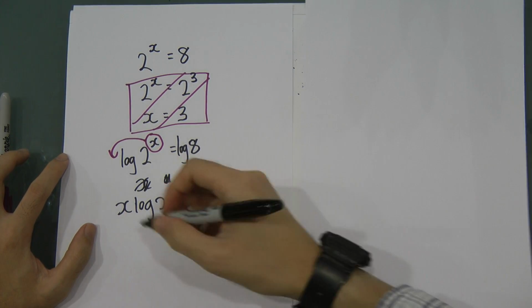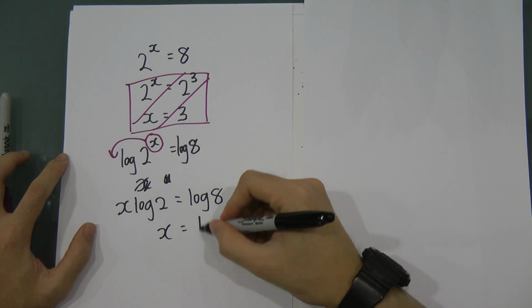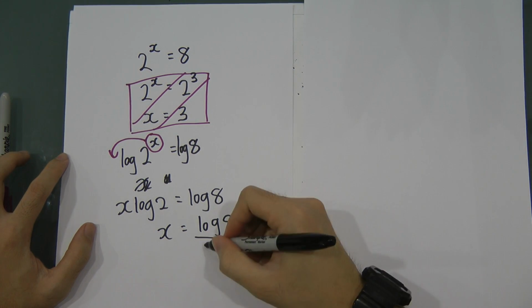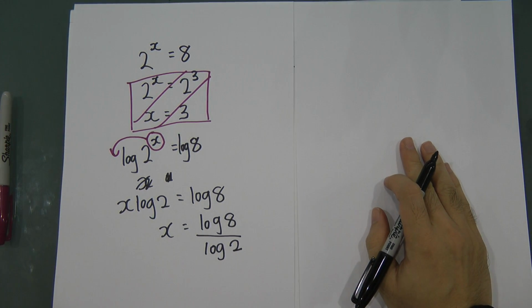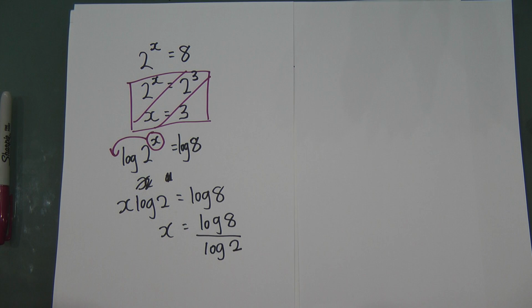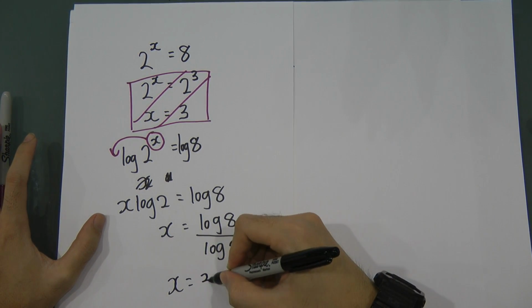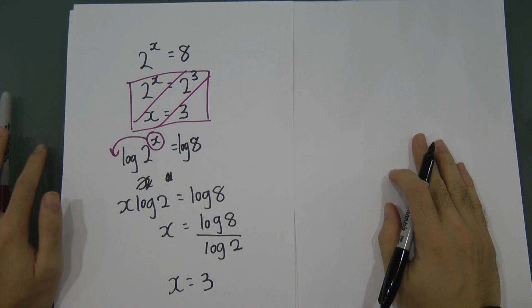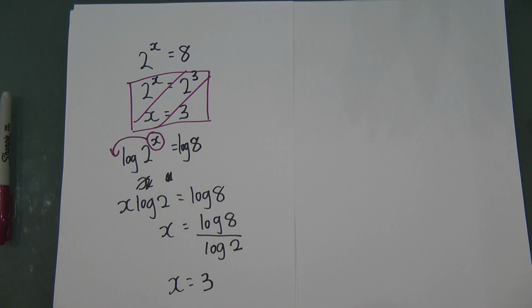Then this is x multiplied by log 2, right? So x becomes log 8 divided by log 2. If you got something like this, you can press the calculator. Log 8 divided by log 2. I believe you will get the answer 3 also. So basically you can use log to solve the indices question. You get back the same answer, but we have some types of question where you have to use log.